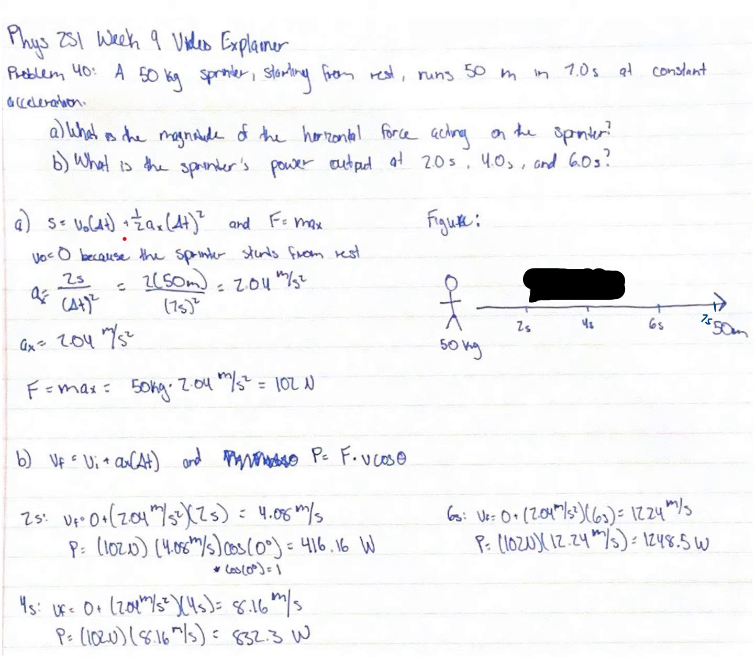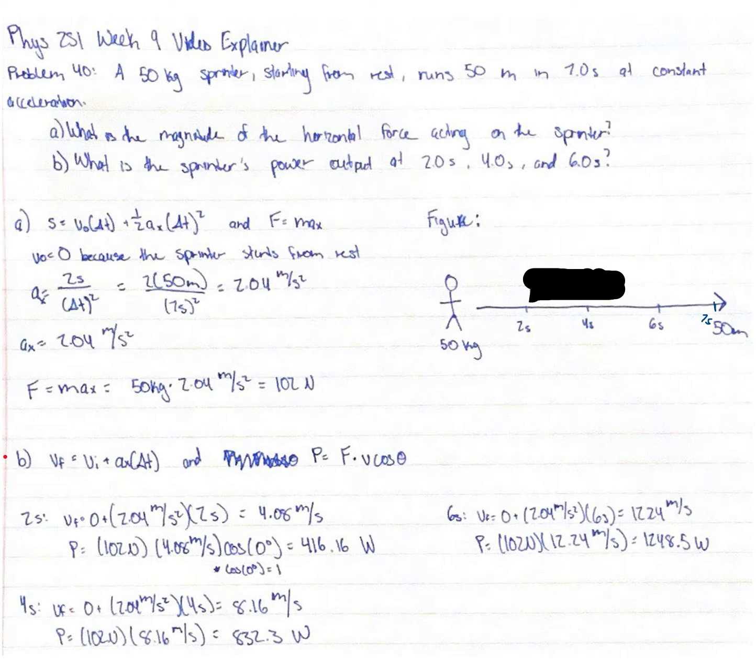Because the initial velocity is 0, this whole term goes to 0. We can then rewrite this to solve for the acceleration, because we need the acceleration in order to find the magnitude of the horizontal force acting on the sprinter. When we rearrange it, we get this new equation, and we can plug in what we know to find an acceleration of 2.04 meters per second squared. We then plug that into Newton's second law, and we get that the magnitude of the horizontal force acting on the sprinter is 102 newtons.